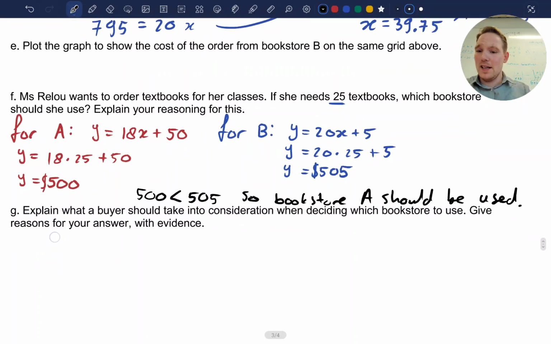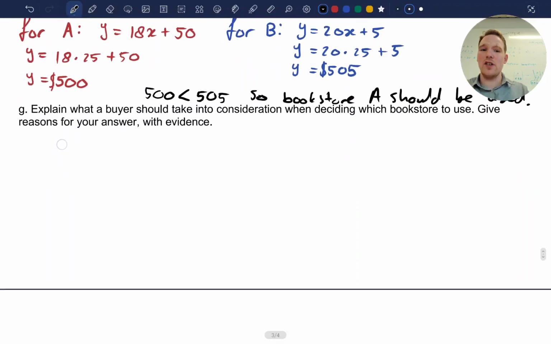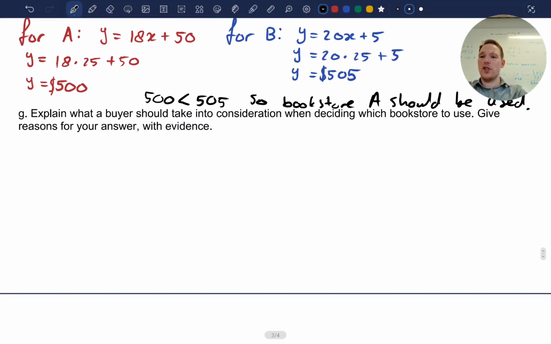Explain what a buyer should take into consideration when they decide which bookstore to use. Give reasons for your answers with evidence.